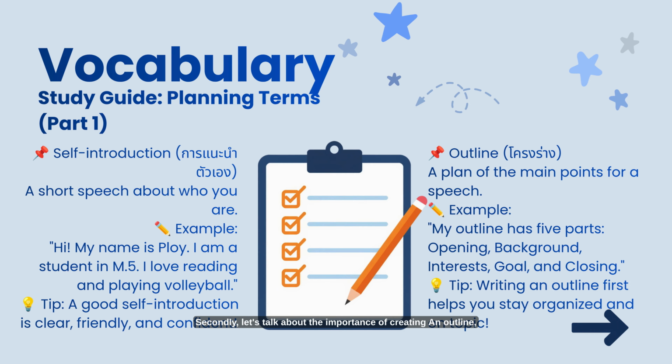Secondly, let's talk about the importance of creating an outline. An outline, or corn rang, is your roadmap for your speech. It helps you organize your thoughts and ensures you stay on topic. A good outline might include parts like opening, background, interests, goal, and closing. By planning these sections, you can confidently guide your audience through your introduction. Remember, clarity and structure are essential in delivering an effective self-introduction. By focusing on these elements, you'll create a speech that's not only engaging but also resonates with your audience.